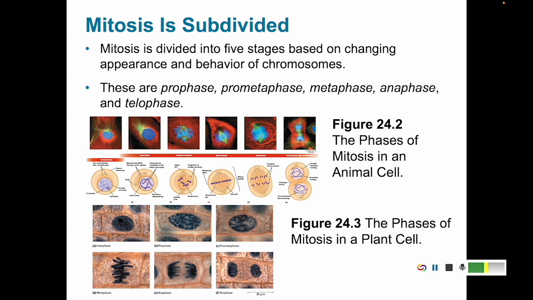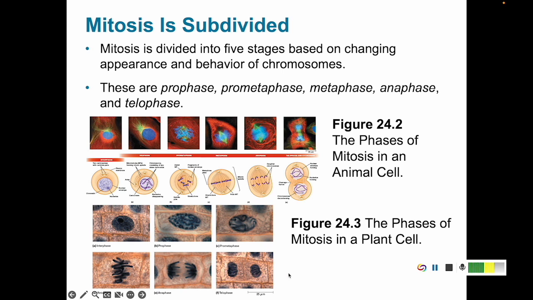Mitosis is then going to be subdivided into 5 different stages. Prophase, here's prophase in an animal cell, prophase in a plant cell, prometaphase, plant and animal, metaphase in an animal and a plant, anaphase in an animal and a plant, and telophase in an animal and a plant.